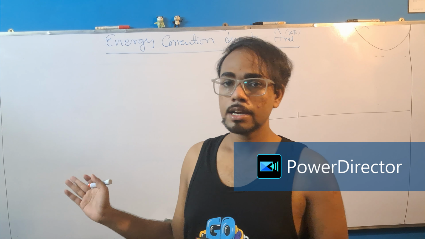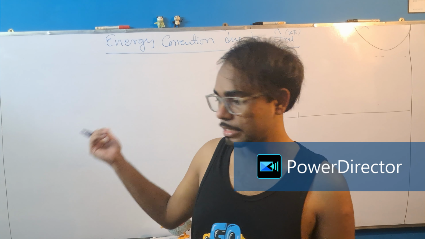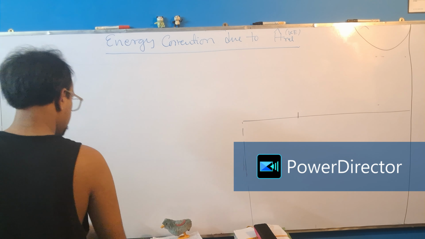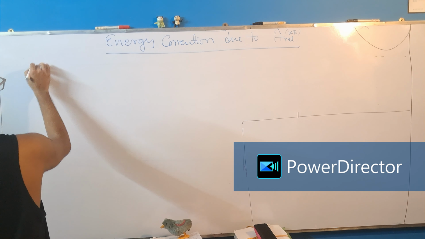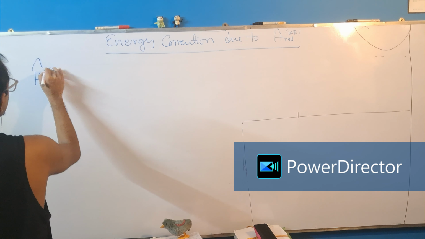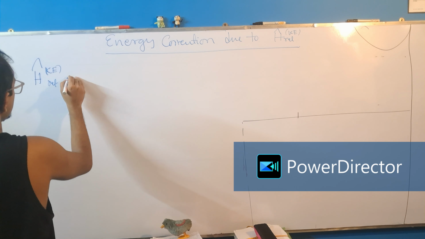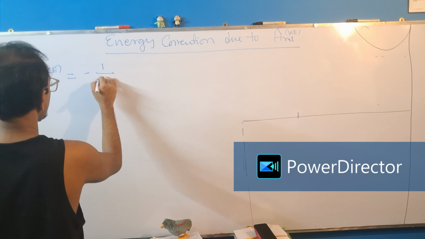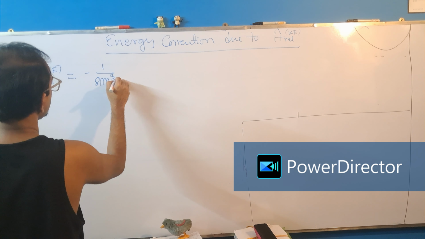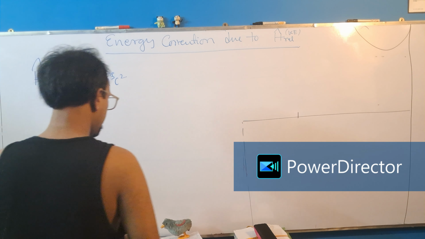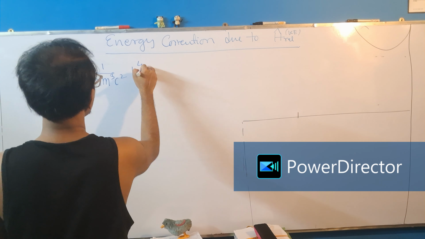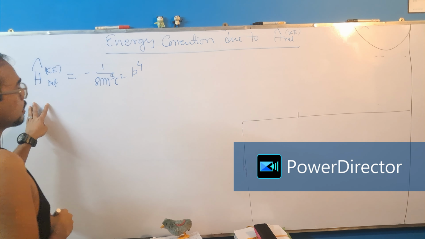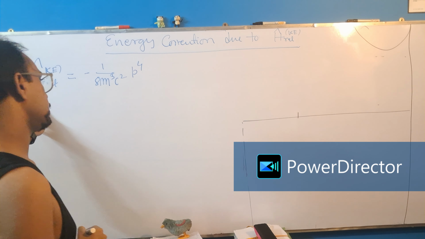So I've erased the board and let me start by writing the Hamiltonian that we derived in the second video. That is the H kinetic energy relativistic effect, which is basically minus 1 by 8 m cubed c squared p to the power 4. What we have to do here is calculate the average energy, like we did in the previous video.